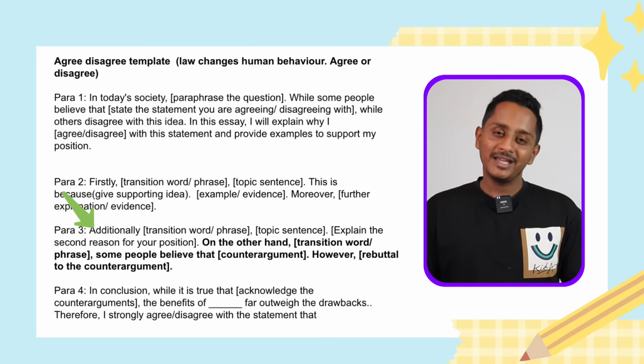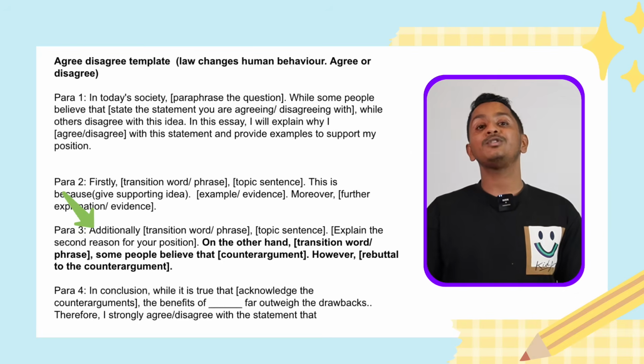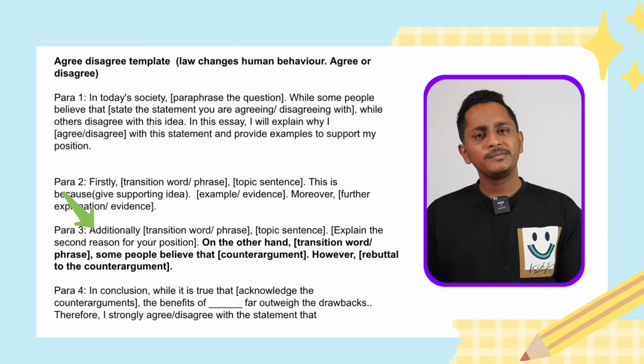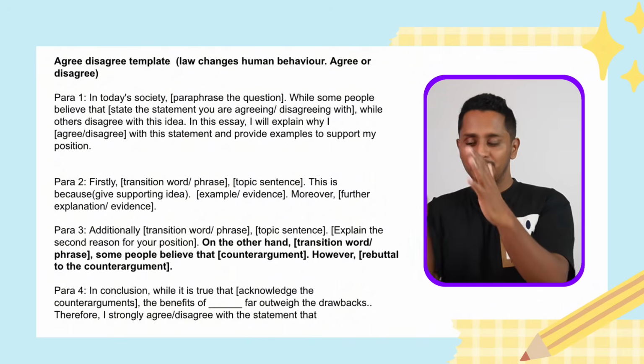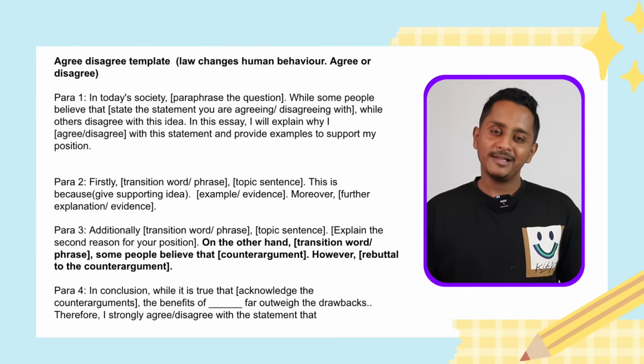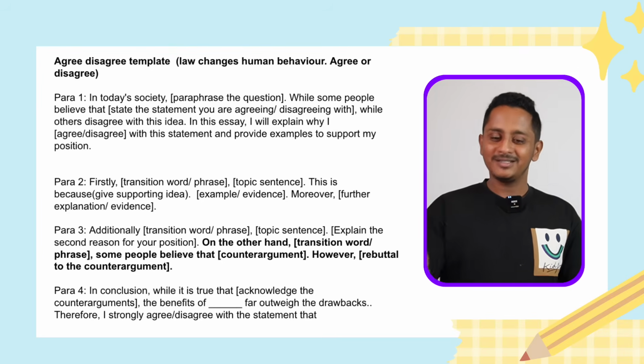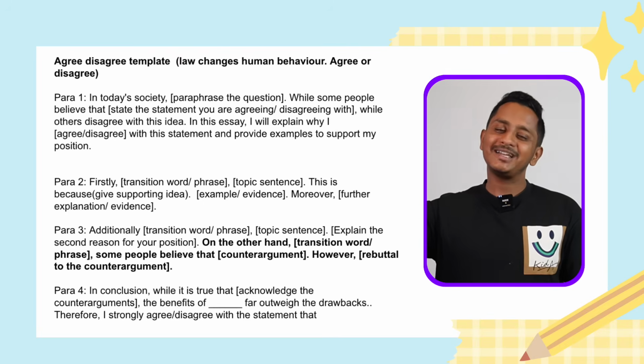Para 3, additionally, because additionally comes when you write one more idea. Second idea you write. Give supporting idea. Explain second reason of your position. If you think you still have time and space left, meaning the word limit has not crossed, then you can add example. Otherwise, you remove example.